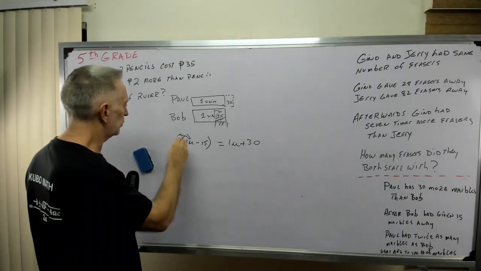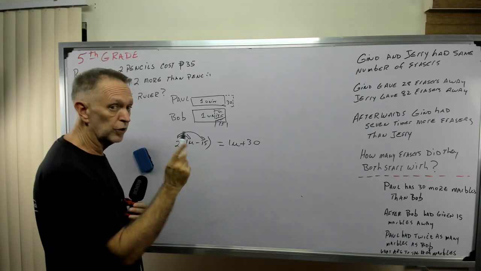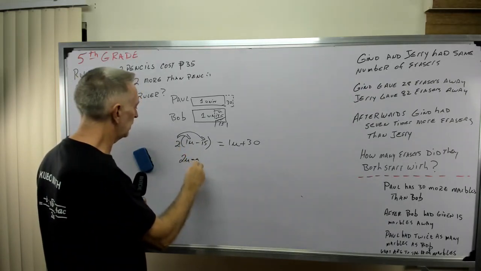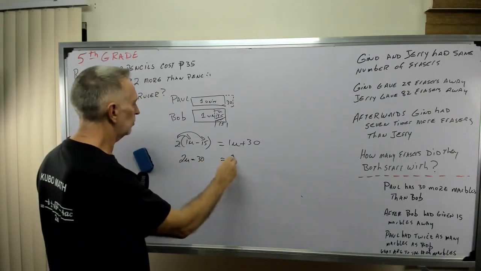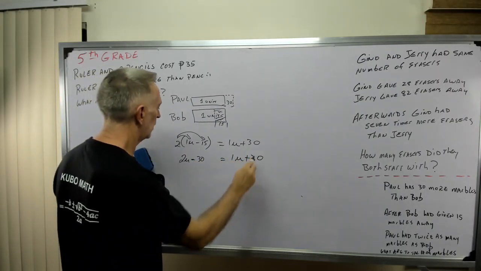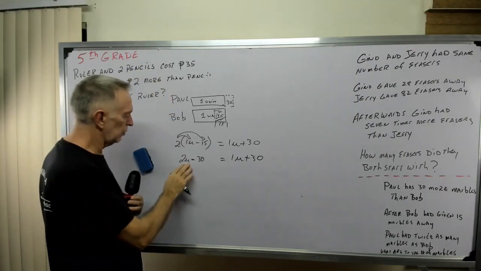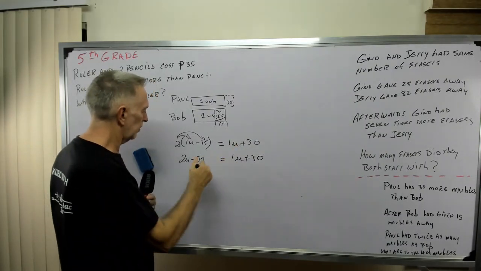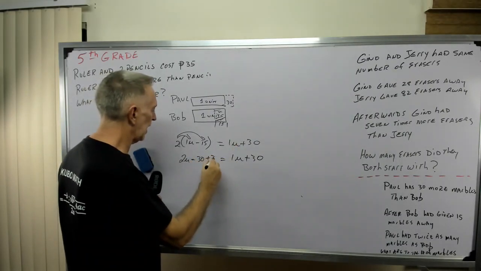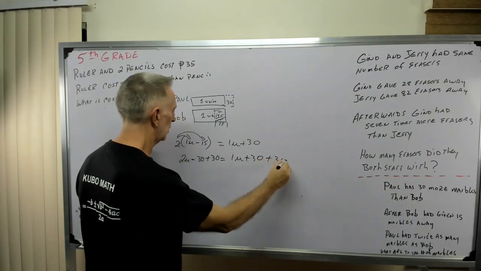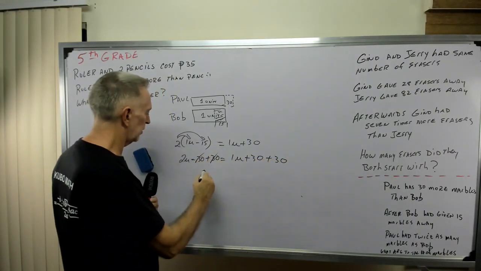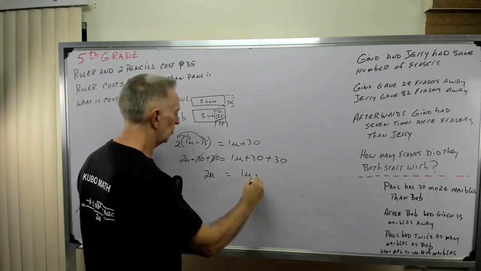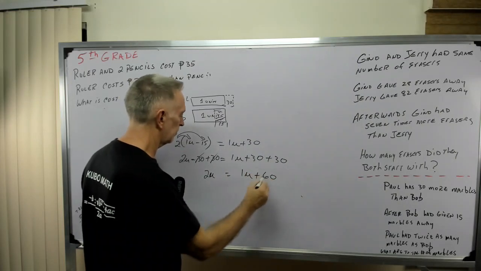Well, let me distribute the 2 to the inside. So 2 times 1 unit gives me 2 units. 2 times a negative 15 gives me a negative 30. And that equals 1 unit plus 30. I'm trying to isolate u on this side, so it's u equals something. So let me get rid of the negative 30. Let me add 30 to both sides. So negative 30 plus 30 cancels. 2u equals 1u plus 60.